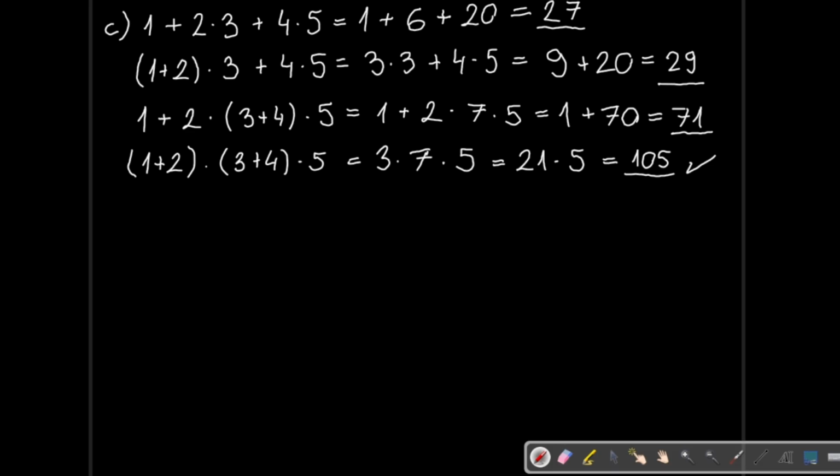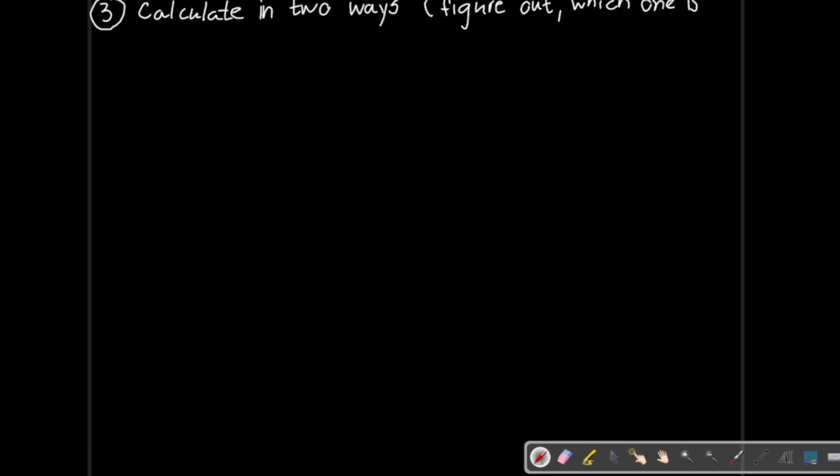Maybe I will do one more exercise since I still have some time. This is the third exercise. This will be the final one though. It says calculate 8 ways. And then it also says figure out which one is easier. Yeah.